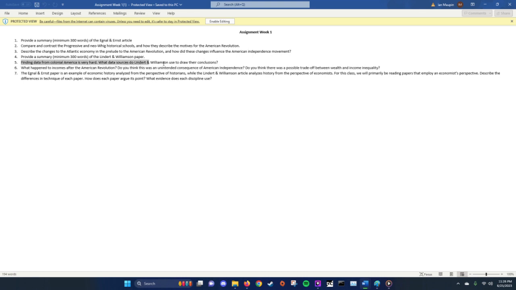what data sources do Lindert and Williamson use to draw their conclusions? You can think about that and be prepared and focus on that in the paper. What happened to incomes after the American Revolution? Do you think this was an unintended consequence of American independence? Or was there some sort of trade-off between wealth and income inequality? These are the important questions I want you to be asking as you're reading the paper.